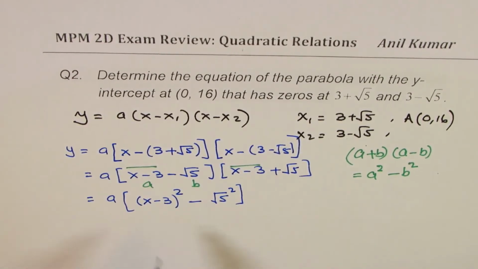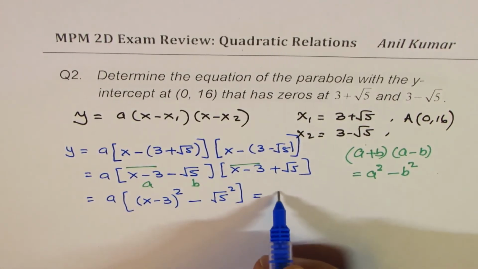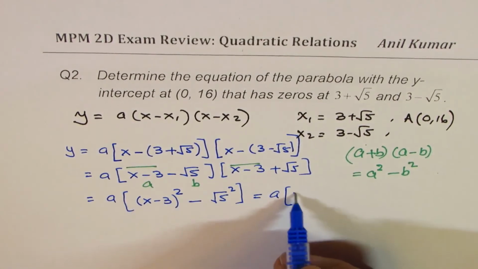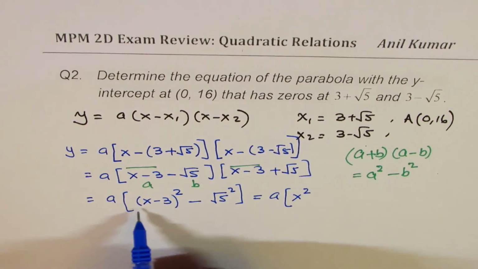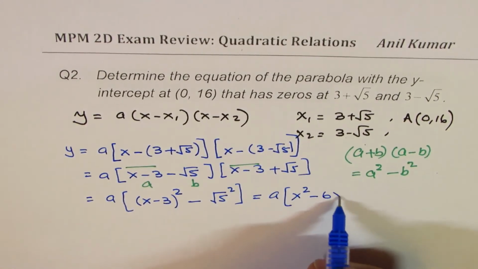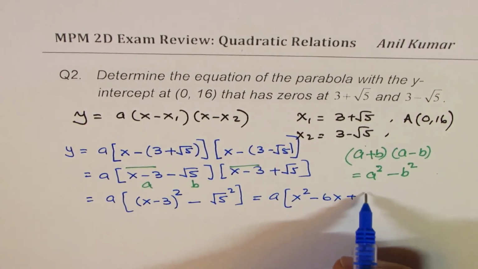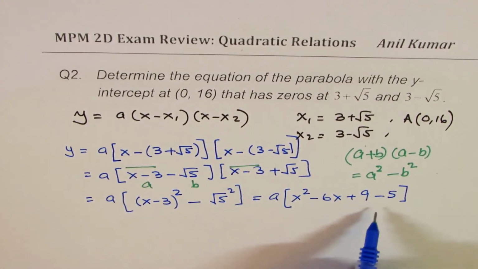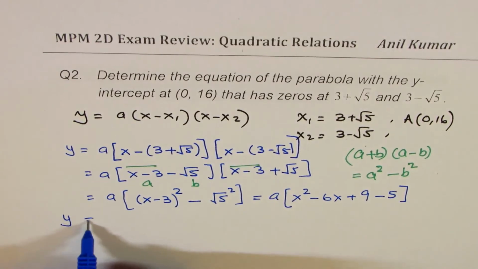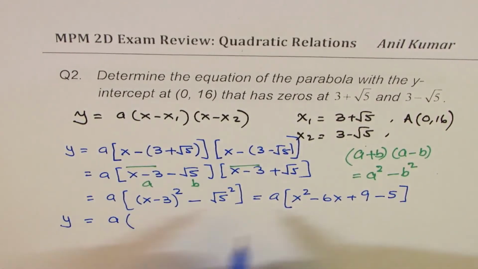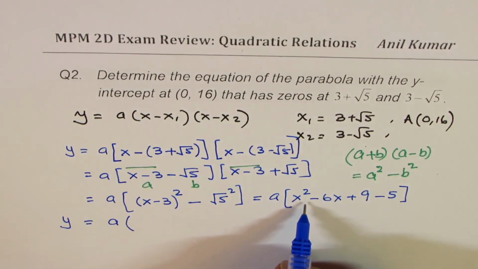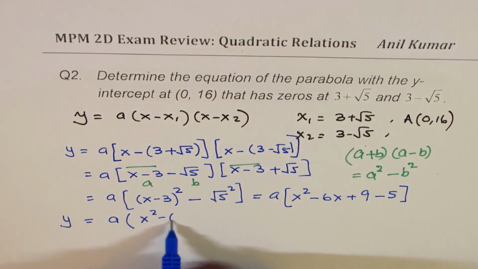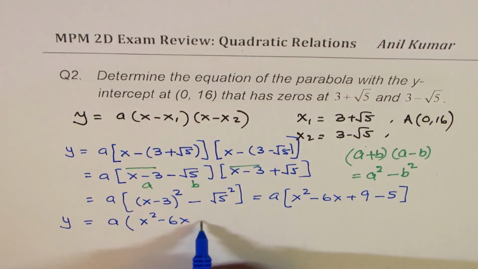That's what it is. So now we can expand this. If I expand, I get x square minus 2ab, which is minus 6x, plus 3 square, which is 9, and this we get as minus 5. So we can write this as y equals a times (x square minus 6x plus 4).